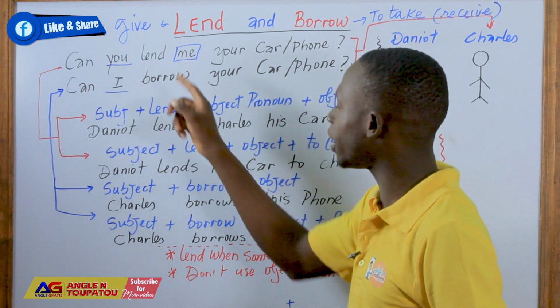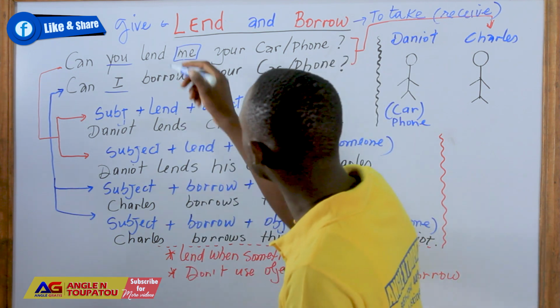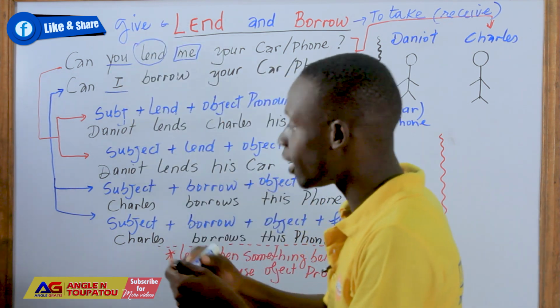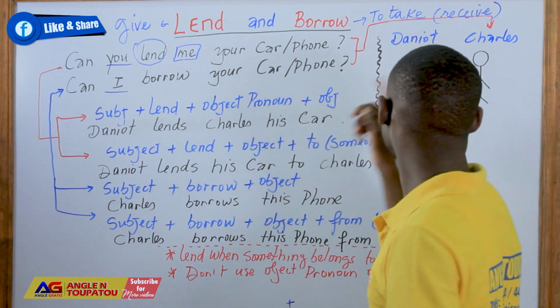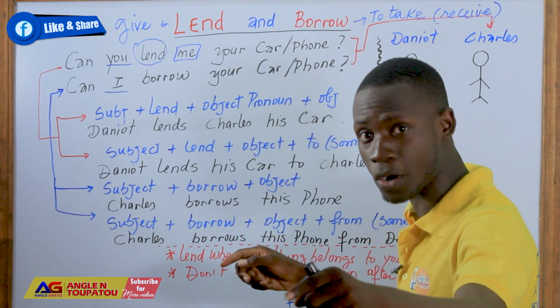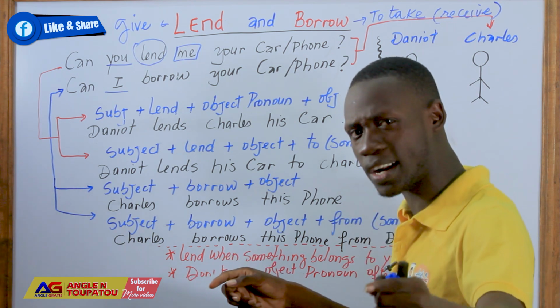Can you lend me? Now you see the verb to lend. Can you lend me your car? Charles says to Daniel, can you lend me your car?